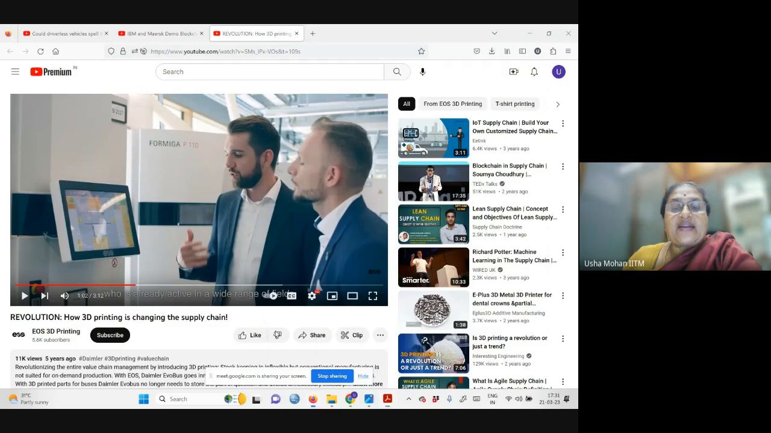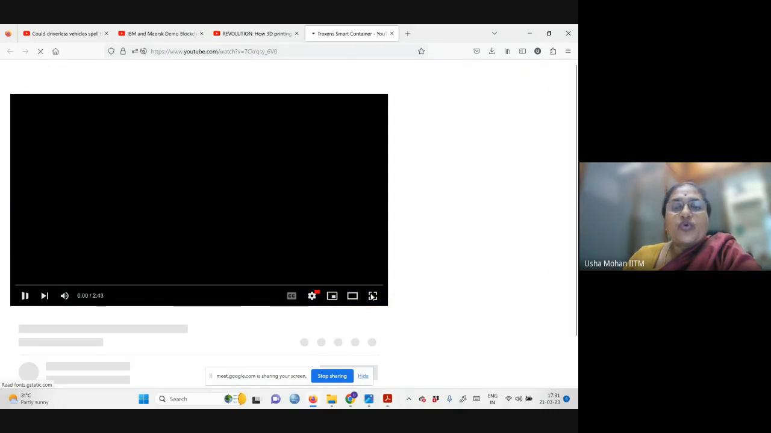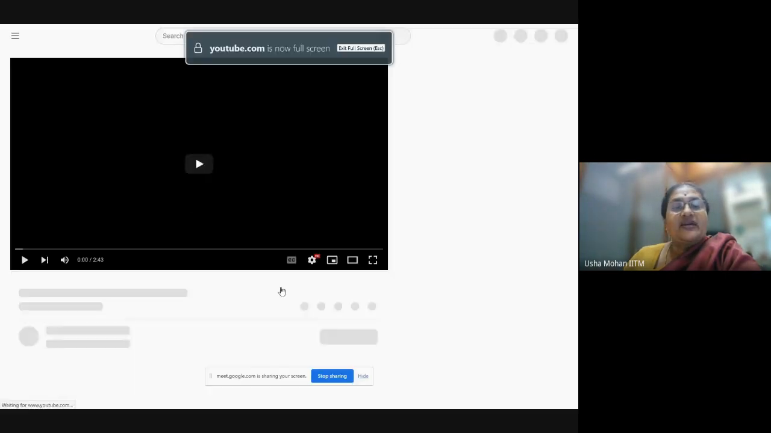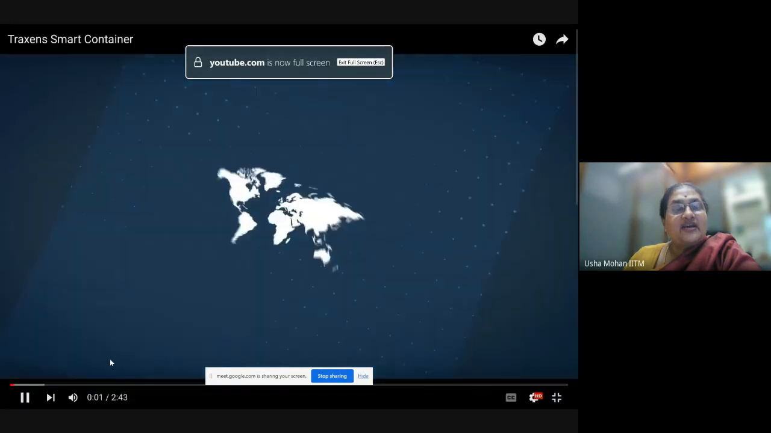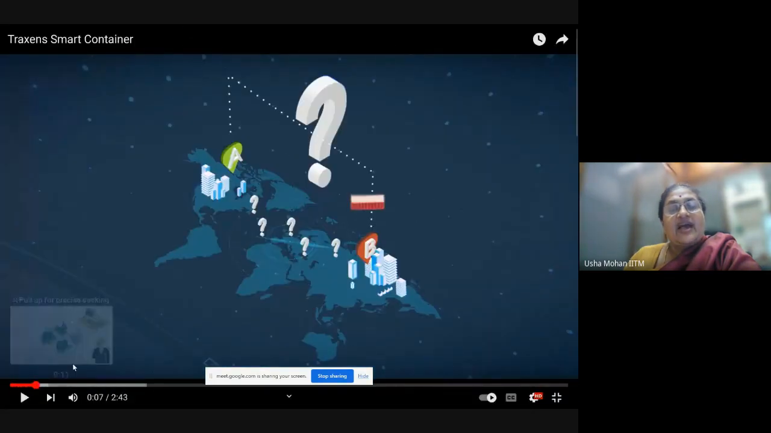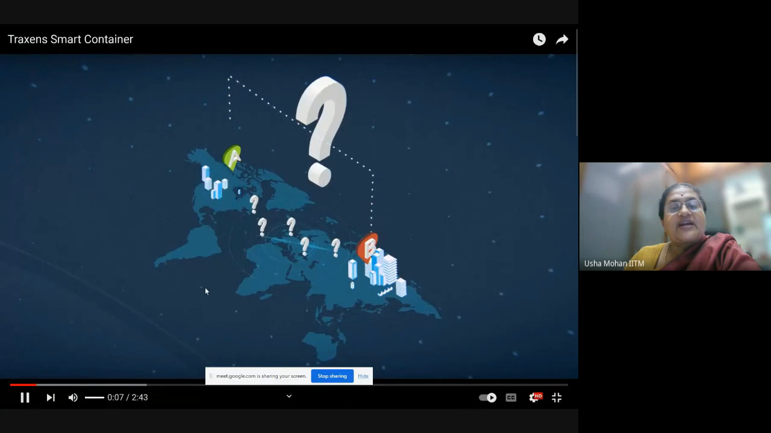What is a smart container? So imagine what could happen if I had a smart container. You can look at this, this is a smart container. And what is a smart container? A smart cargo container.